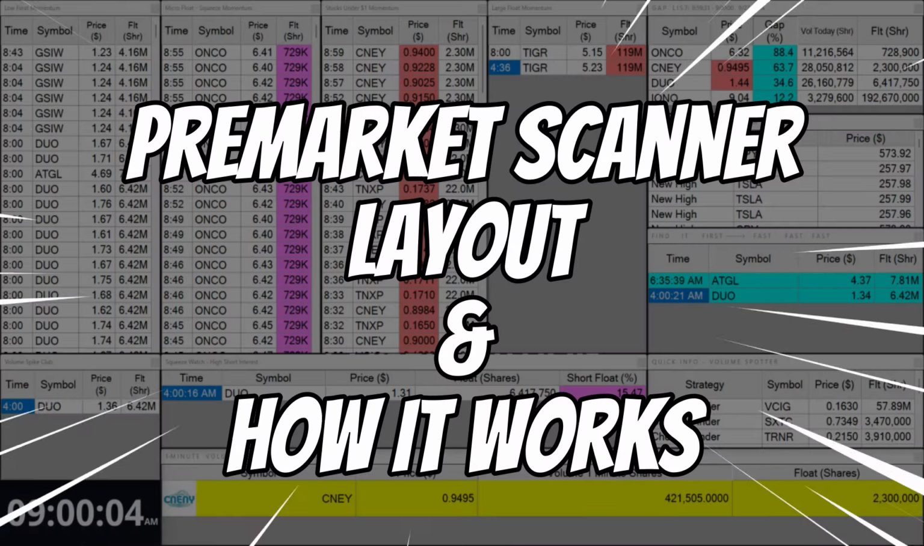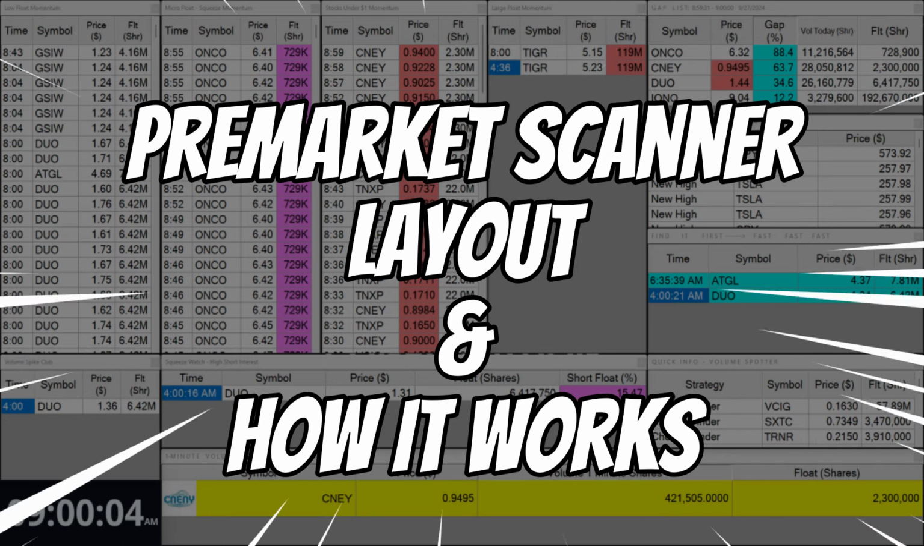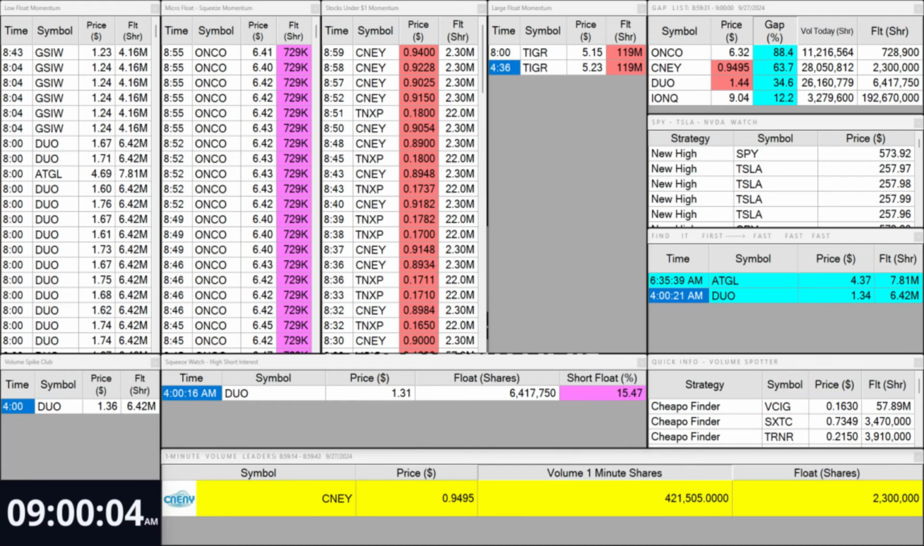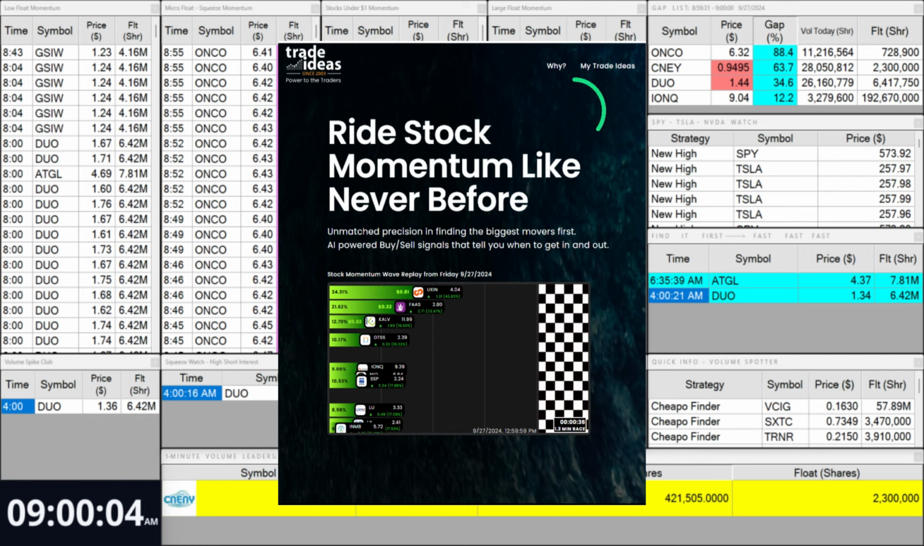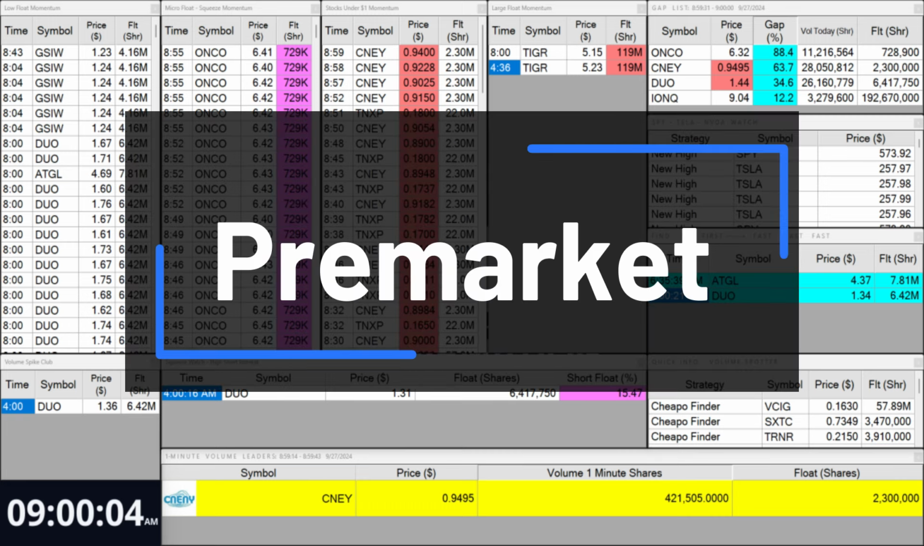Today we are going to cover my pre-market scanner layout and how it works. Our team uses Trade Ideas Pro for scanning the stock market for fast-moving opportunities. Trade Ideas Pro makes it easy to find high-quality setups fast and eliminate the BS. This layout we have is designed specifically for the pre-market session.